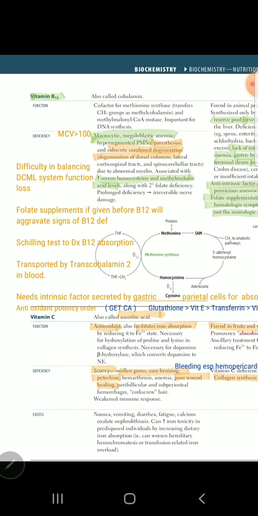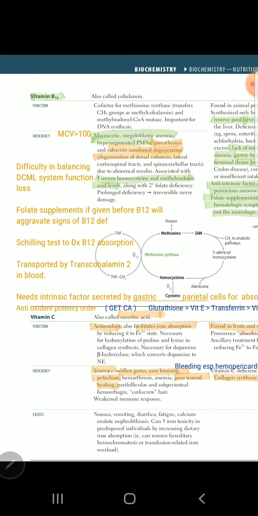macrocytic anemia just like B9, folic acid, and megaloblastic just like B9 with hypersegmented polymorph neutrophils. And add-on symptoms are neurological symptoms: paresthesia or sensory symptoms. Subacute combined degeneration of the dorsal column is important, which leads to balance issues. This is asked: balance issues and vibration sensation issues. We know that these symptoms also happen in vitamin E deficiency, but without megaloblastosis.